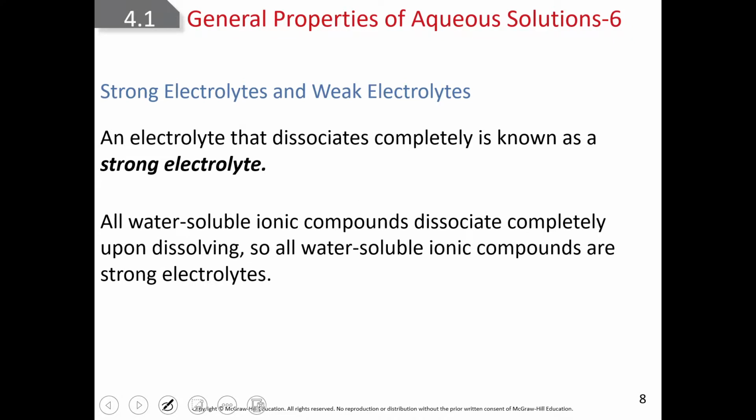So a strong electrolyte is either an ionic compound, acid, or base, one of those three things, that dissociates, we can assume, 100%. And those are the strong electrolytes, or what we can call strong acids or bases. They will 100% dissociate. So the rule is any water-soluble ionic compound will dissociate completely upon dissolving.